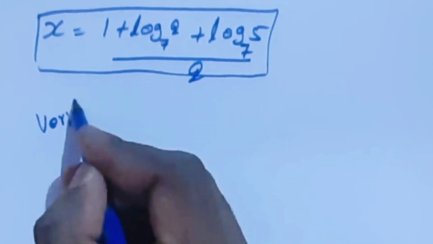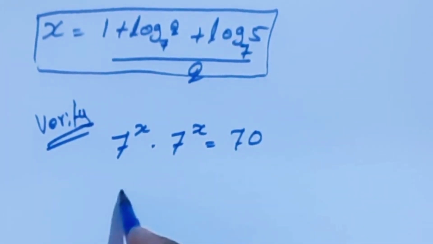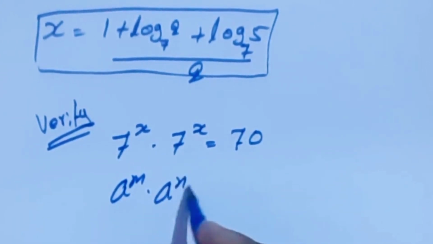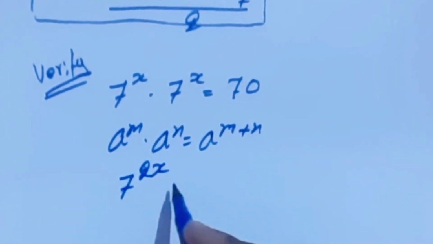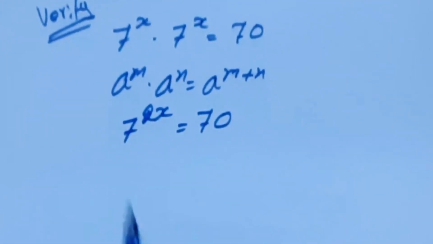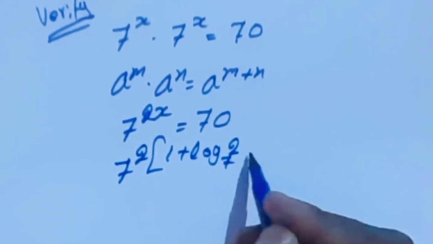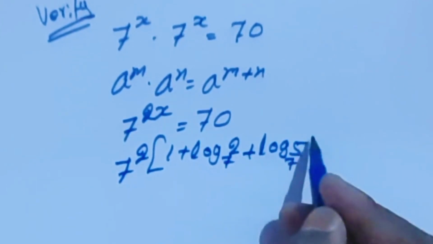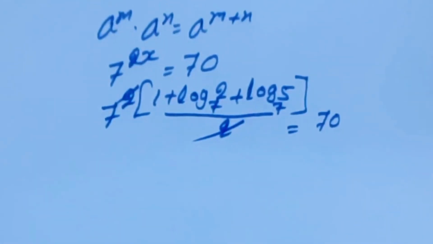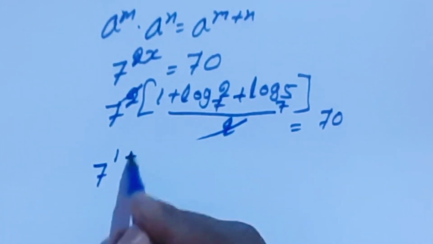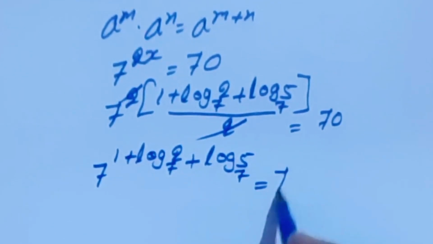This x value we are going to verify in the given equation, that 7 power x times 7 power x equal to 70. Here a power m times a power n equal to a power m plus n. This we are going to apply here. So we'll get here 7 power 2x equal to 70. Here we are going to apply x value here. 7 power 2 times 1 plus log 2 base 7 plus log 5 base 7 by 2 equal to 70. Now this 2 cancels this. Here we have 7 power 1 plus log 2 base 7 plus log 5 base 7 equal to 70.